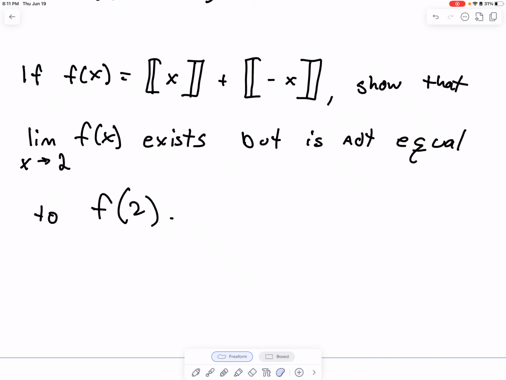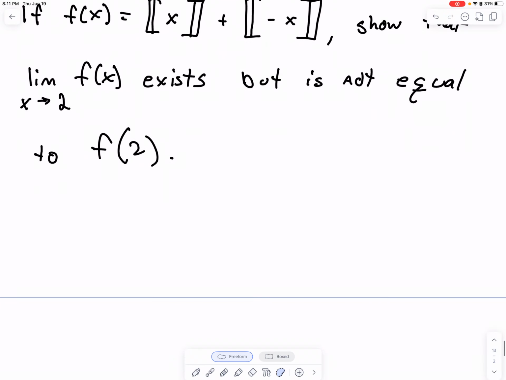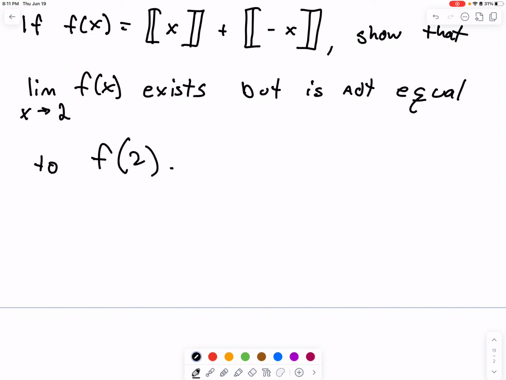All right. Give me just a moment. Okay. So again, from the table, we showed that the limit as x approaches 2 from the left of this function, we got negative 1. Again, from the table.